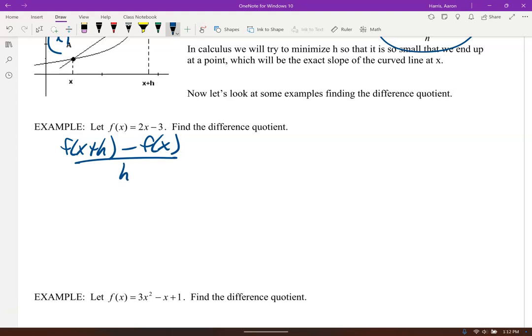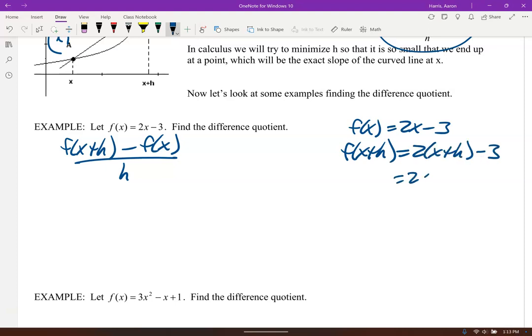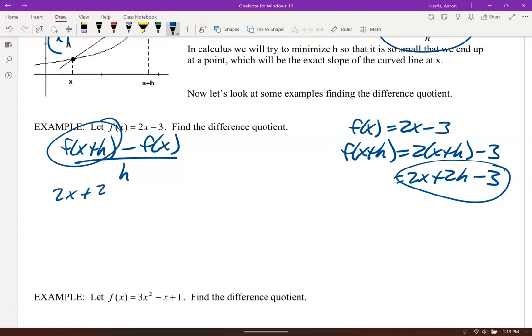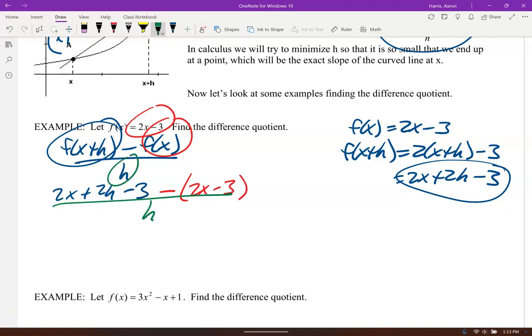So f of x plus h. So let's go to the side for a minute. F of x equals 2x minus 3. F of x plus h would be 2 times x plus h minus 3, which is 2x plus 2h minus 3. So that goes in for f of x plus h: 2x plus 2h minus 3. Now we have minus the original function f of x. Well, the original function is 2x minus 3. So I'm subtracting the original function, divided all by h on the bottom.